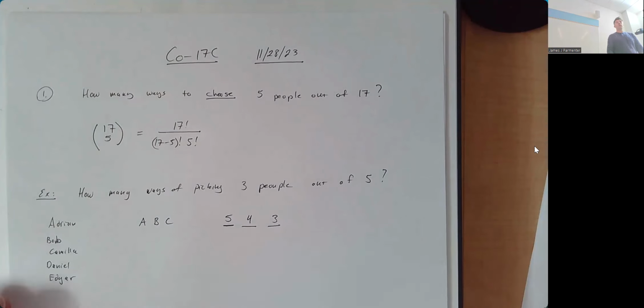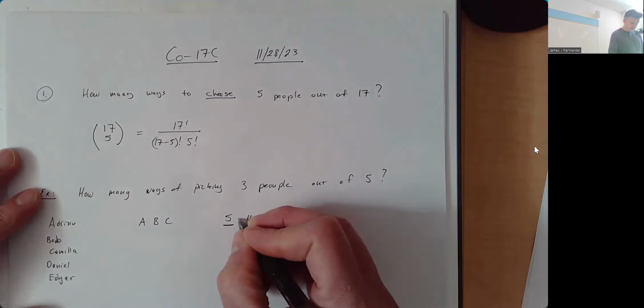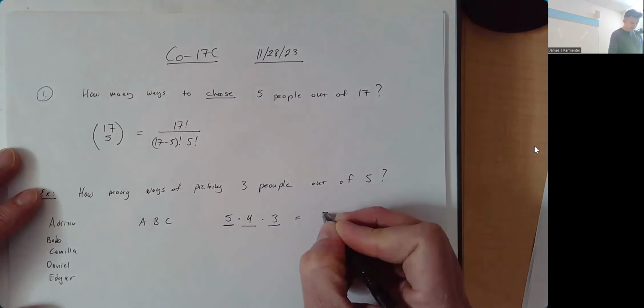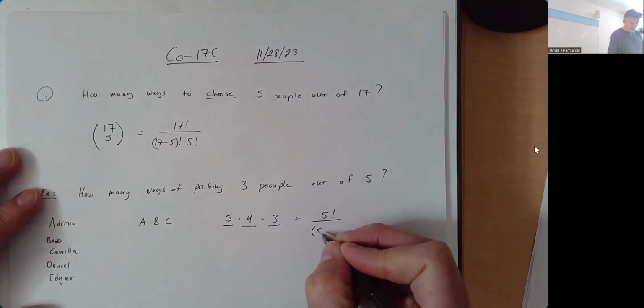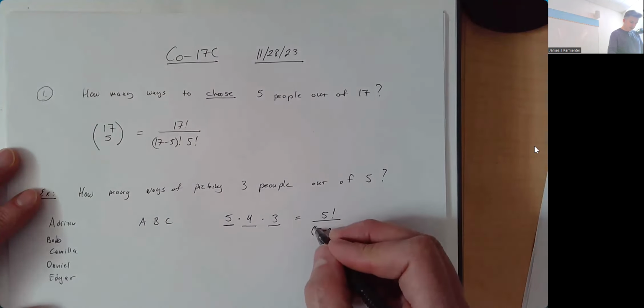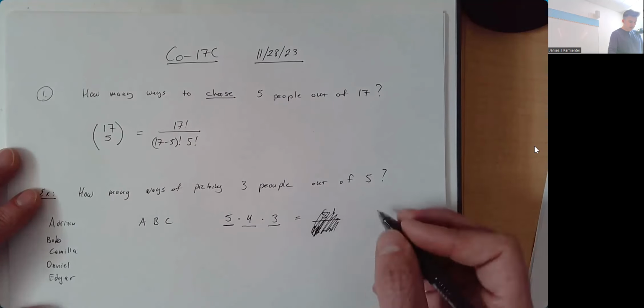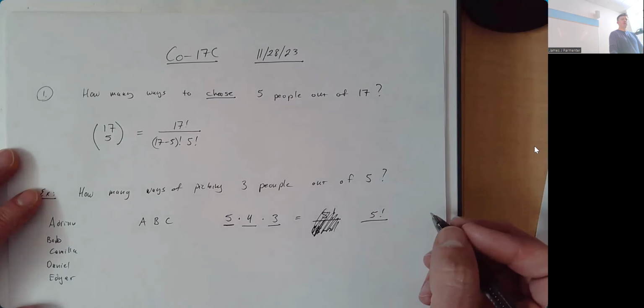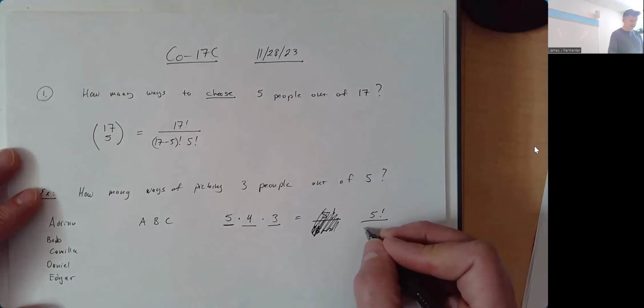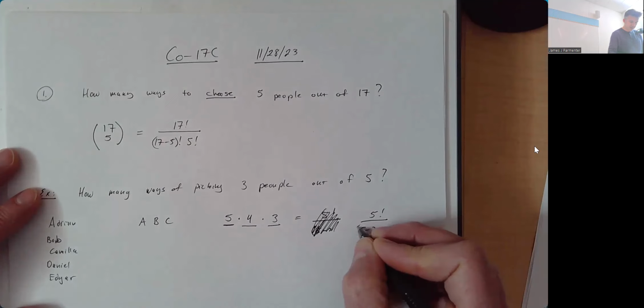This 5 times 4 times 3, I'm going to write as 5 factorial over 2 factorial. Sorry, I did want to write it that way. I just got my brain screwed up here.